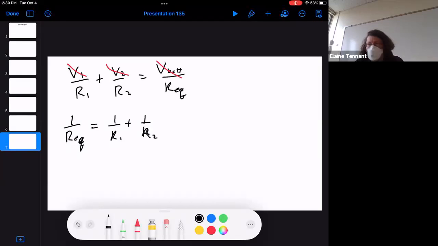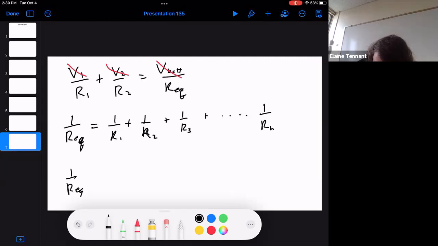If I had a third resistor in parallel, I would have just added it on, up until some nth resistor. And so, of course, we can write this as the summation of 1 over R sub i. We're going to always remember, when we're adding up 1 over R's, that we need to invert it at the end, because we're not looking for 1 over R equivalent, we're looking for R equivalent.